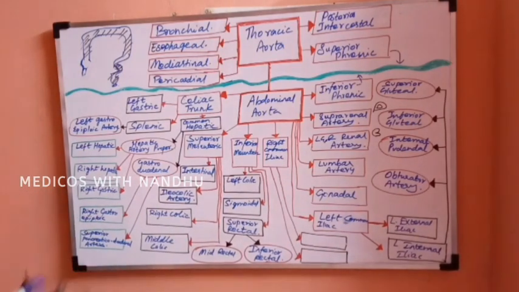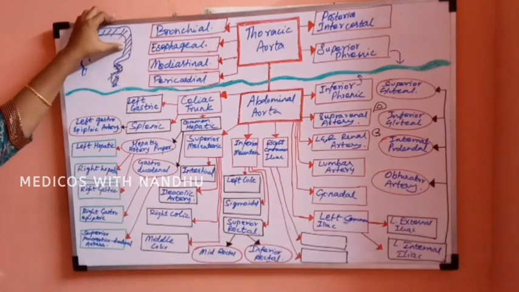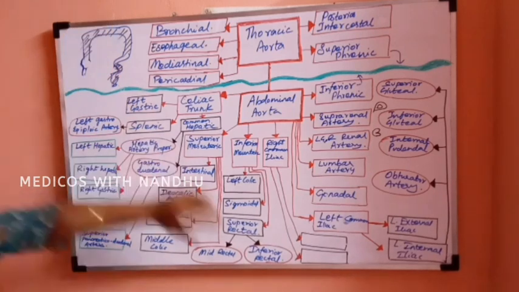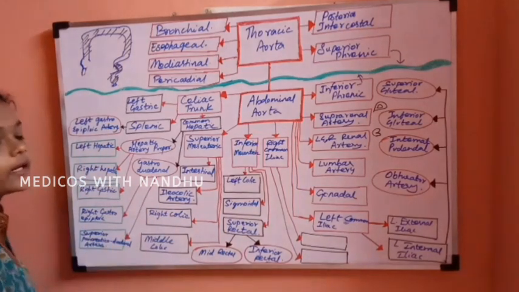So the inferior mesenteric artery, first, it is going to supply the descending colon, that is the left colic artery, and the sigmoid colon, that is the sigmoidal artery, and the rectum, that is the superior rectal artery. The superior rectal artery further divides into the inferior rectal artery and the middle rectal artery.